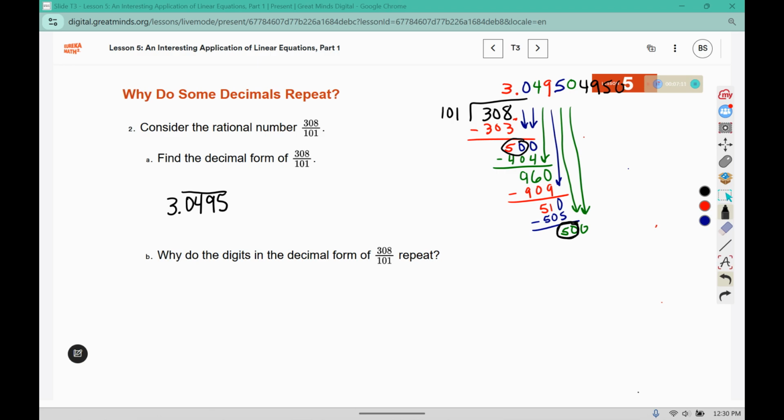Then it says, why do the digits form a repeating pattern? Well, the remainder in the division repeats in the same order as well. So if we continue to write the 4 down, we would again get 96, which showed up there. So the remainders repeat in the same order.